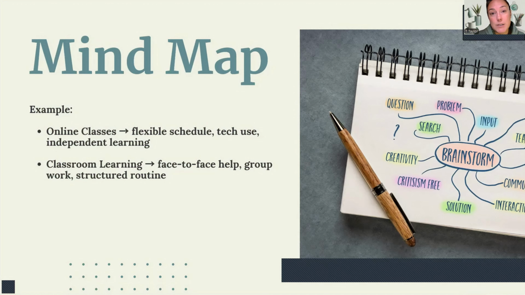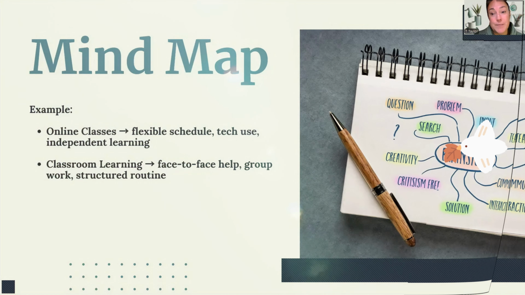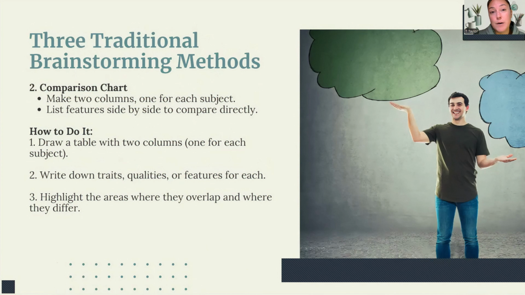And likewise, if you had classroom learning written down, you could branch out and put face-to-face help, and you could add another branch from there for group work and another branch from there for structured routine. And for the second type of brainstorming method we're going to talk about, there's the comparison chart. This is where you make 2 columns, one for each subject, and you list the features side by side to compare them directly.